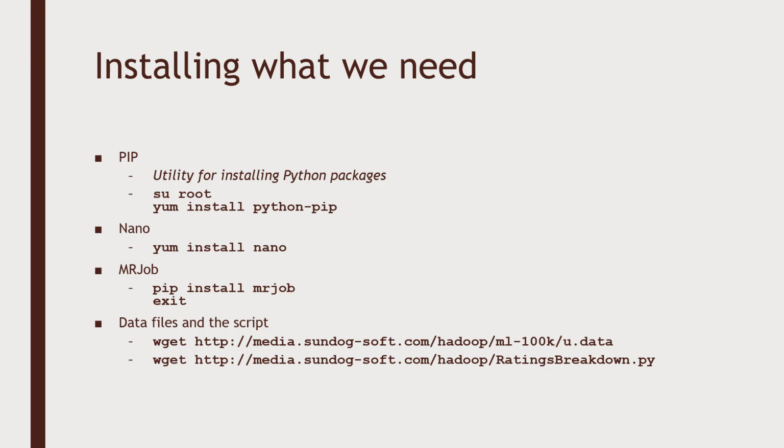And finally, we need to install some sort of a text editor so we can actually look at code on our little Hadoop sandbox environment. And we're just going to pull down something called Nano, which is a very simple and easy to use text-based text editor that we can run on our terminal. Finally, we'll download the data files and the script itself and actually run it and see if it works. So let's get to it.